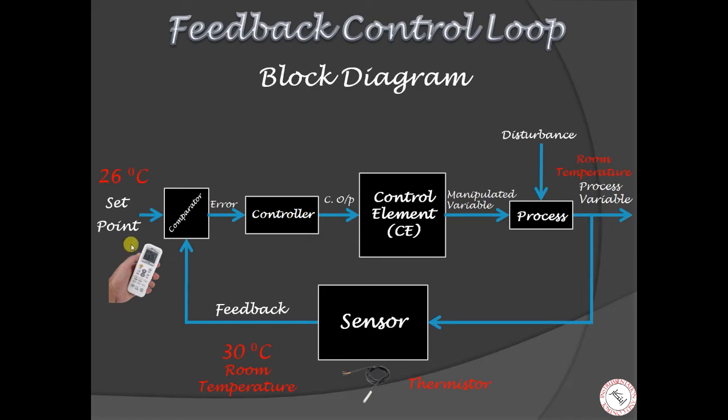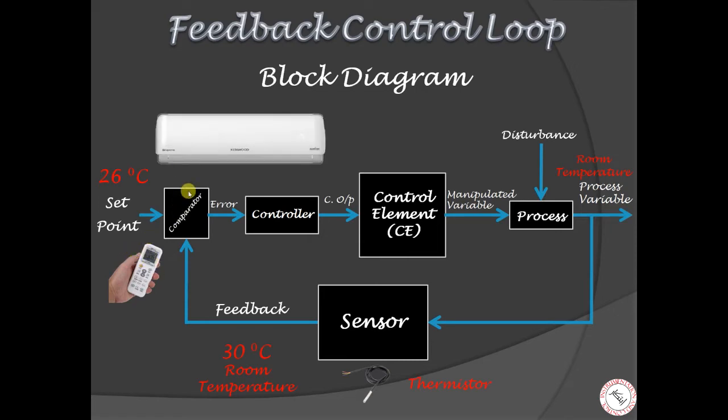Both the comparator and the controller over here were inside the air conditioner, and as the name suggests, the comparator compares the set point and the feedback signal and generates an error signal of 4 degrees Celsius, which is sent to the controller. On the basis of the error signal, the controller sends an output signal to the control element. The control element in this case is the compressor, and the output signal of the controller is a simple on or off signal.